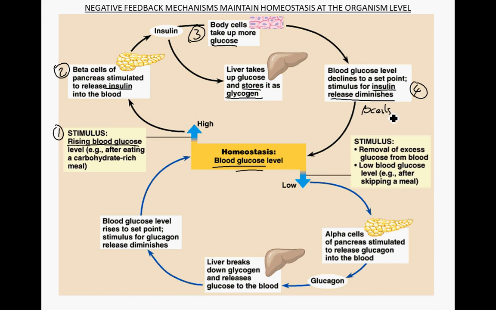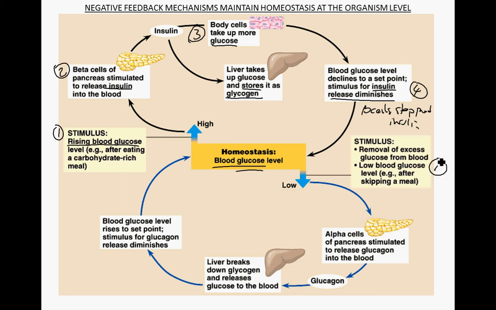Beta cells stop producing insulin. So this hormone insulin secreted by the beta cells helps to bring the blood glucose levels back down. Consequently, if you haven't eaten a meal in a while, this is also a stimulus. Right? So blood glucose levels are going down.